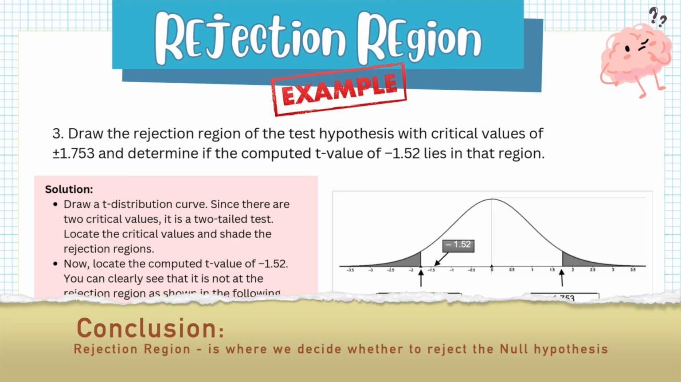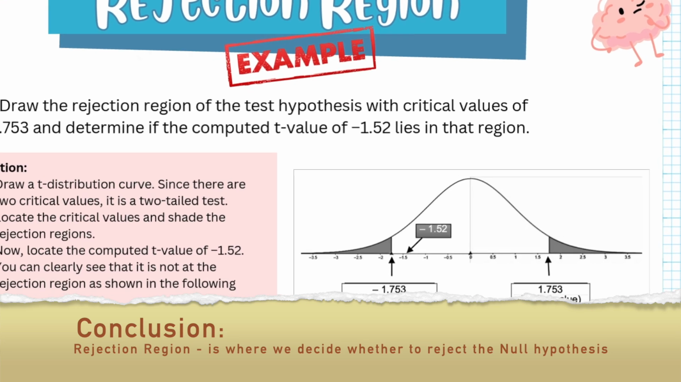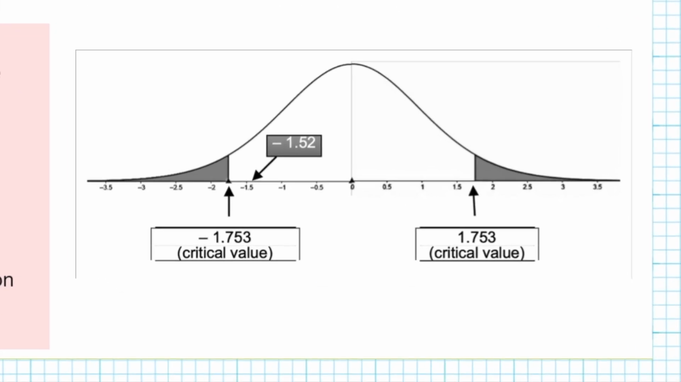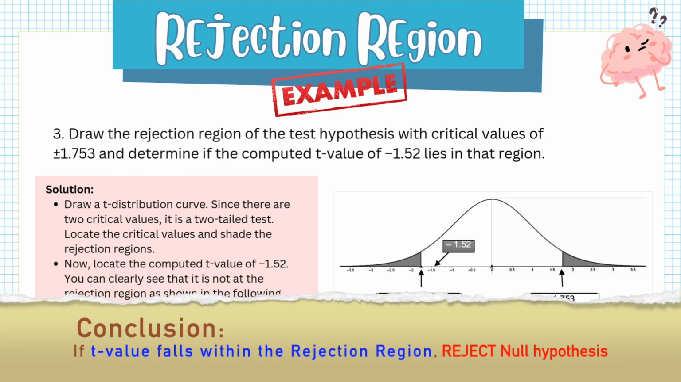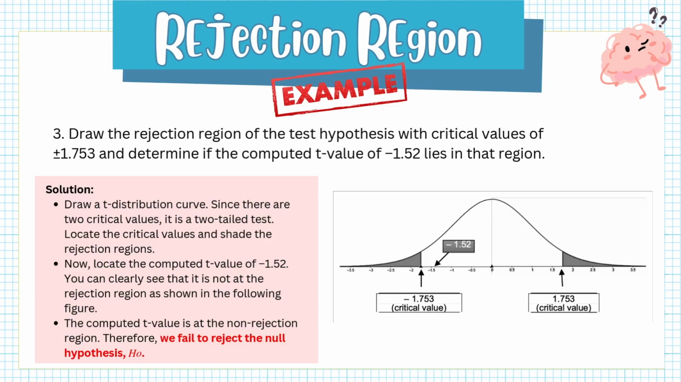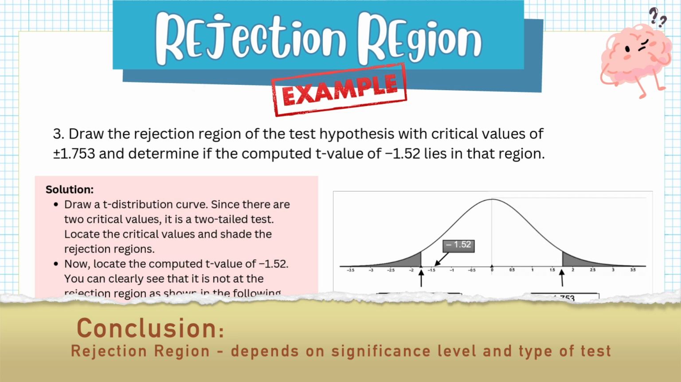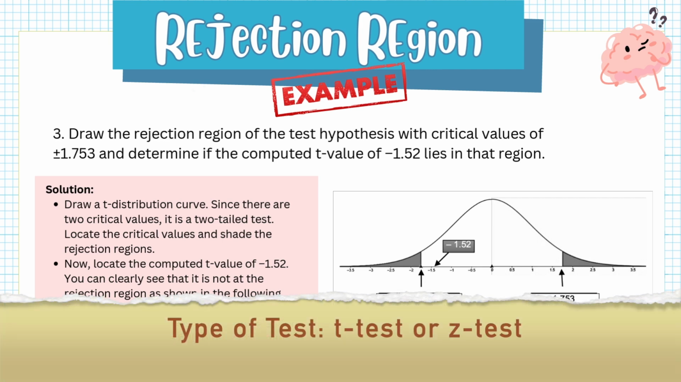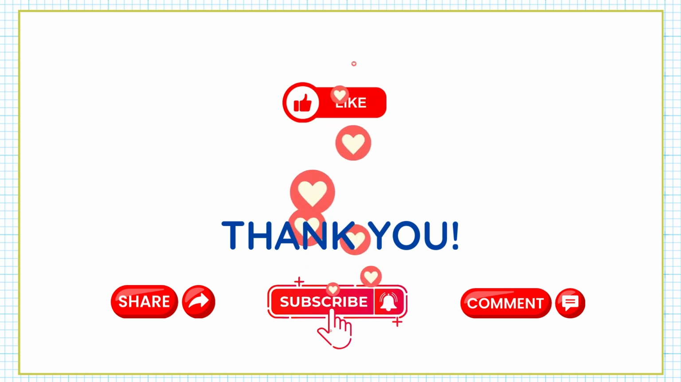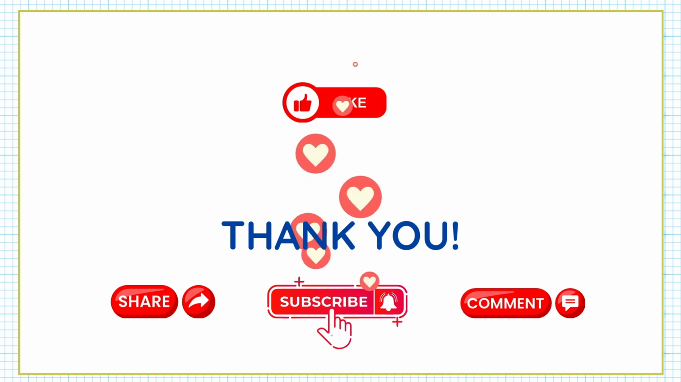To conclude, the rejection region is where we decide whether to reject the null hypothesis. If our test statistic falls within this region, we reject the null hypothesis. Always remember, this depends on the significance level and the type of test you are using. It could be a t-test or a z-test. Keep practicing to master hypothesis testing, and in our next lesson, we will practice more.